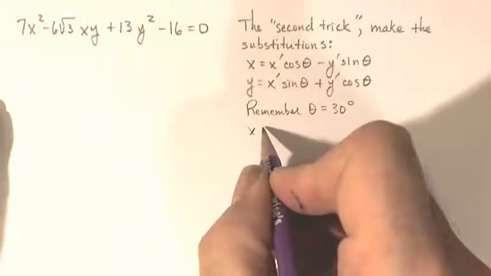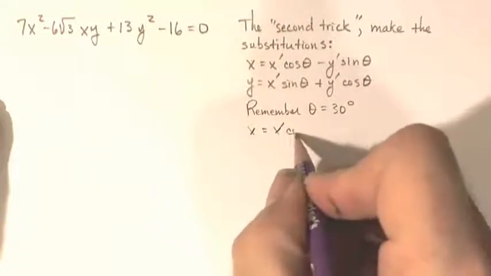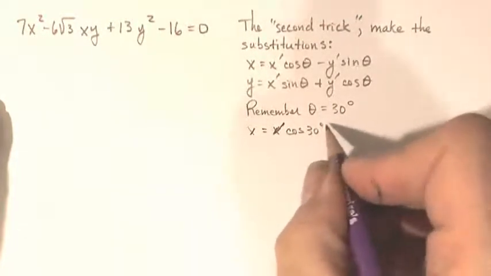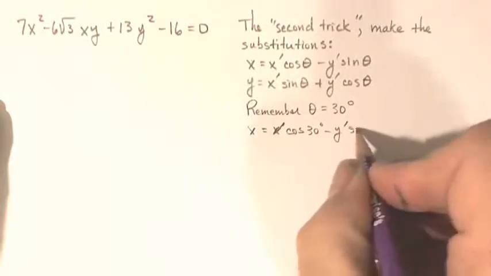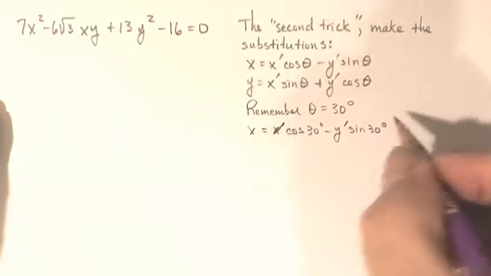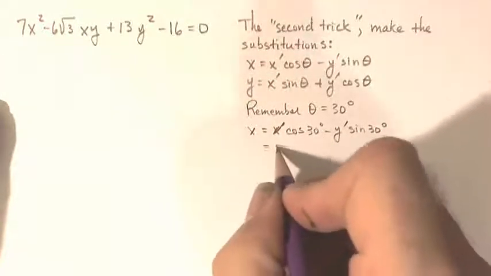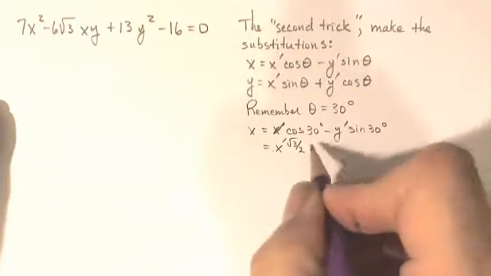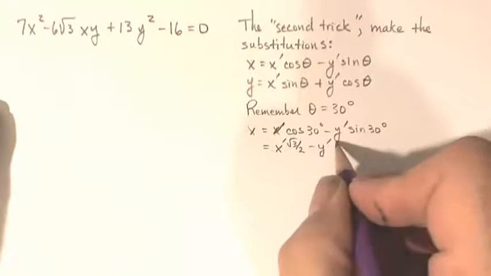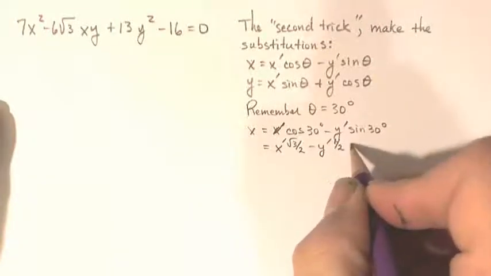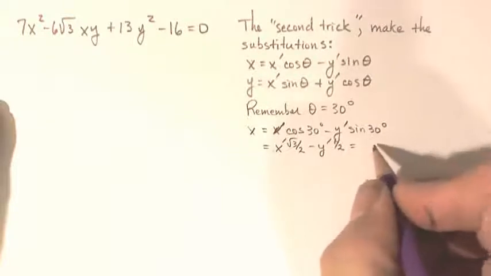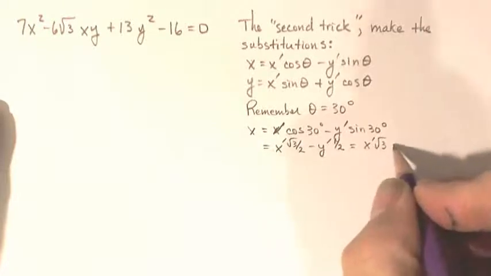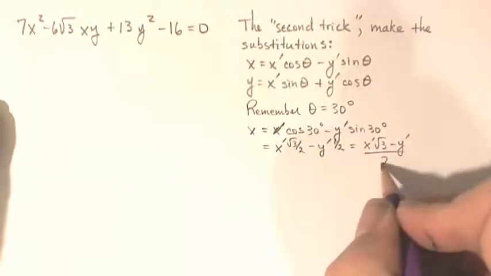So x is going to be x primed cosine 30 degrees minus y primed sine 30 degrees, which is equal to x primed square root of 3 over 2 minus y primed multiplied by 1/2. They're both divided by 2, so we can write this as x primed square root of 3 minus y primed over 2.